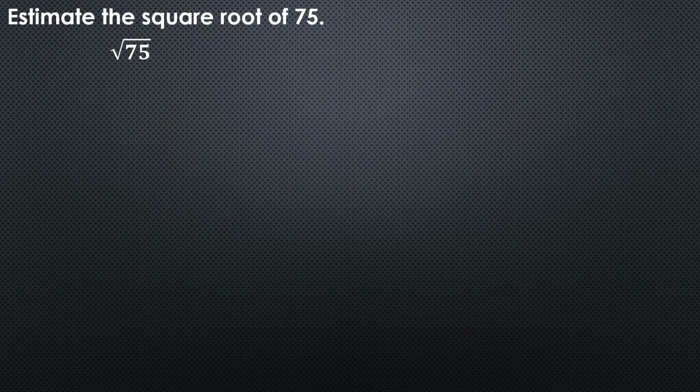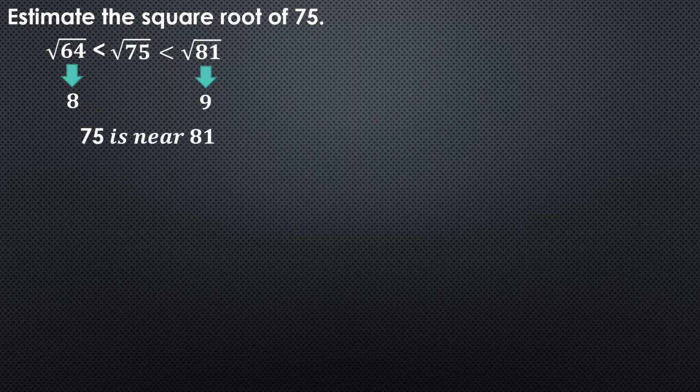Example number 2, estimate the square root of 75. We know that the square root of 75 is between the square root of 64 and the square root of 81. The square root of 64 is 8, the square root of 81 is 9. So the square root of 75 is between 8 and 9. It is a decimal number greater than 8 but less than 9.